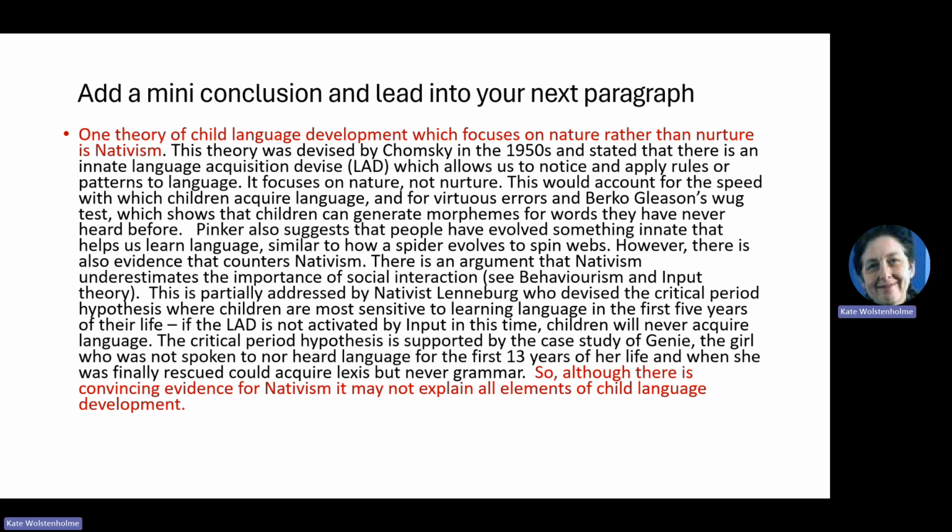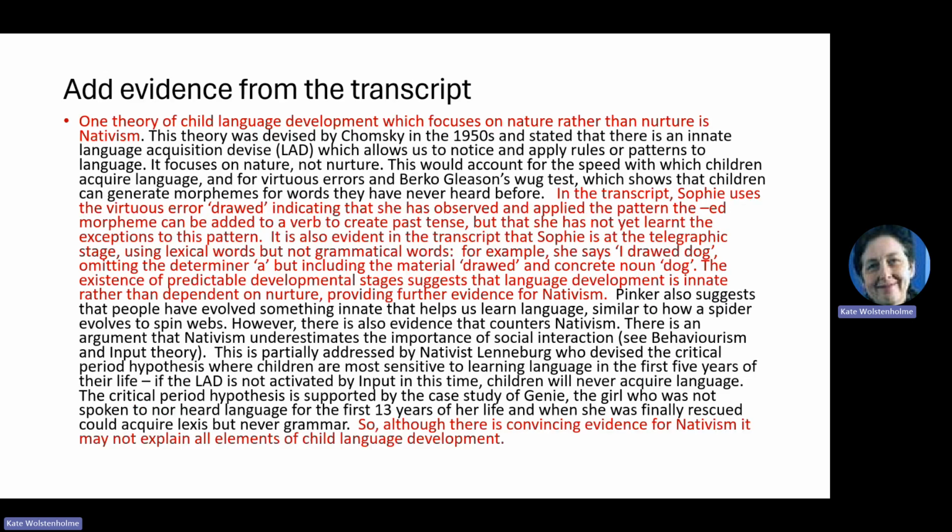Right, here's the difficult bit. So you've got a topic sentence and a mini conclusion. Okay, evidence from the transcript. Once you've annotated the transcript in your first 10 minutes, you should be able to look at it and pull out examples that you can use to support or challenge or both each theory. It is essential that you have examples from the transcript, including quotes, in every paragraph, aside from your intro and conclusion. So this paragraph's about nativism.